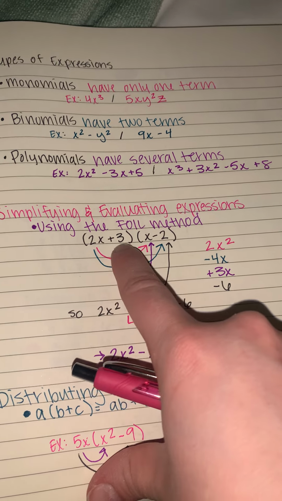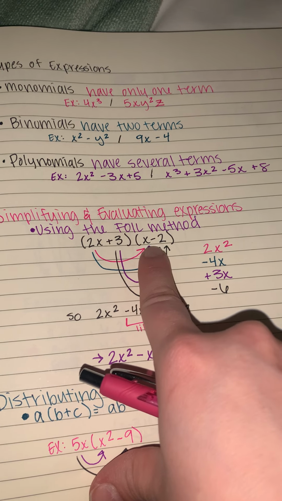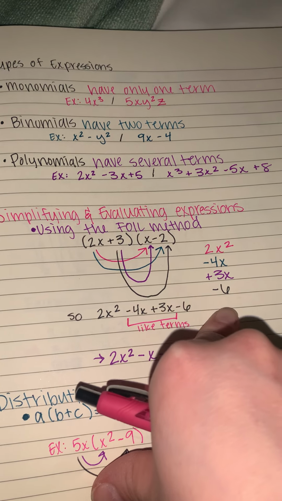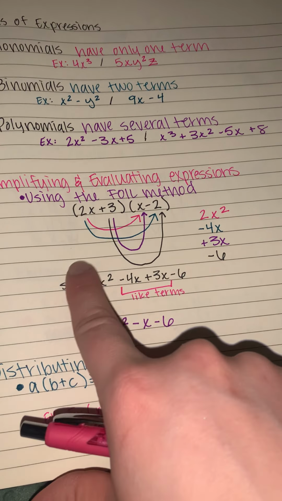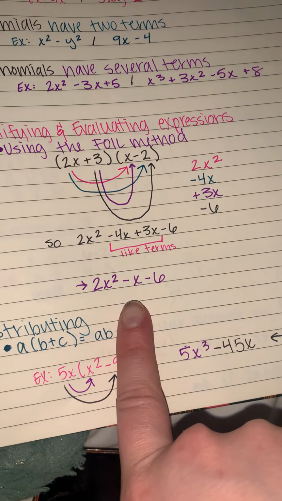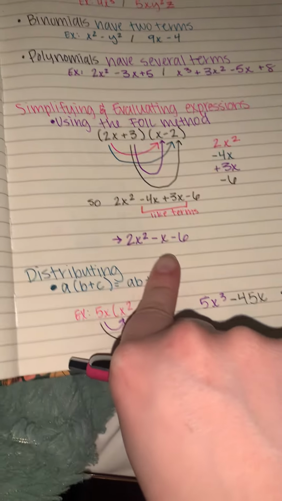And then you take the inner one, you do the same thing. So that would be 3x. And then here to here would be negative 6. So you put that all together. And these are like terms, so you add them. And you should get 2x squared minus x minus 6.